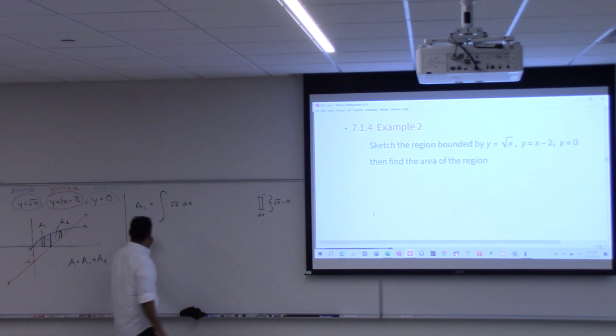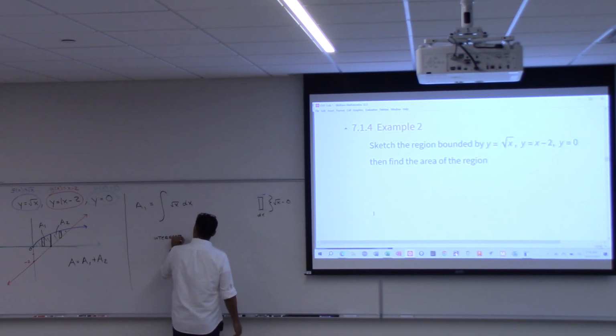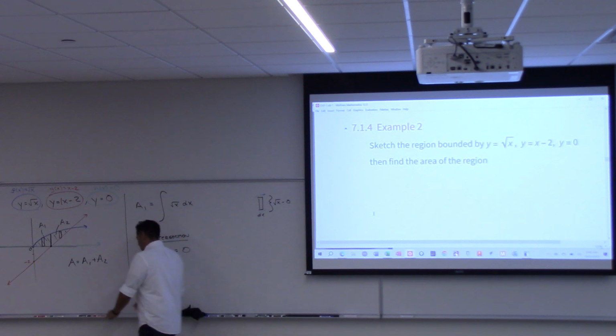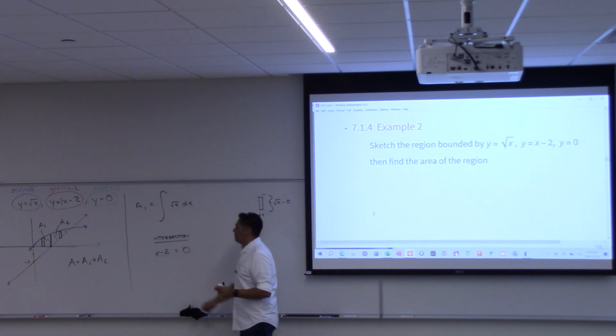So for the intersection, I set the red one equal to the green one, right? Are we having fun with colors today? I set the red one equal to the green one, right? That's what I'm trying to do, figure out where they hit each other.